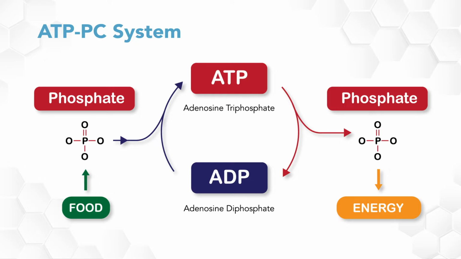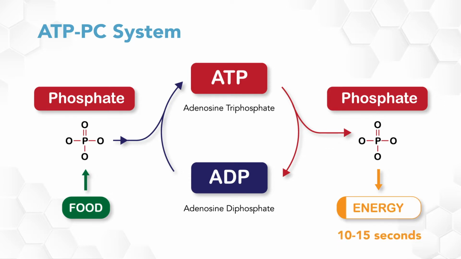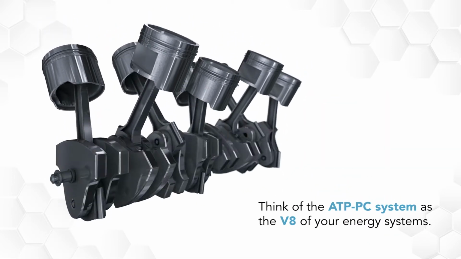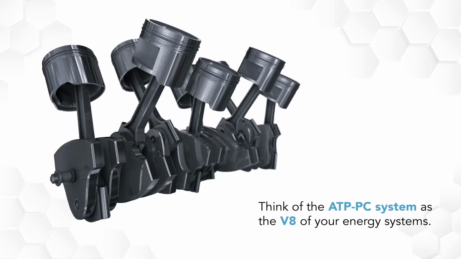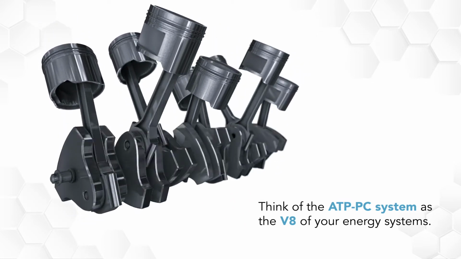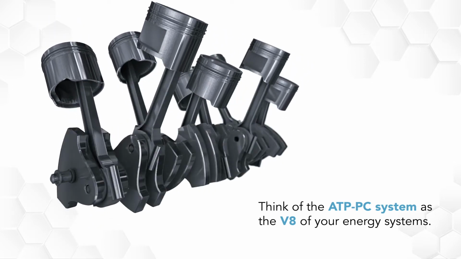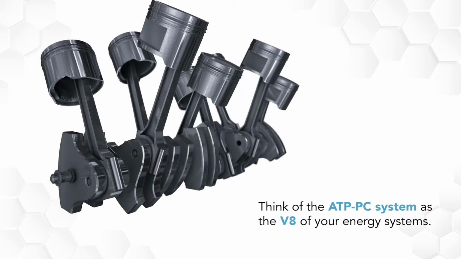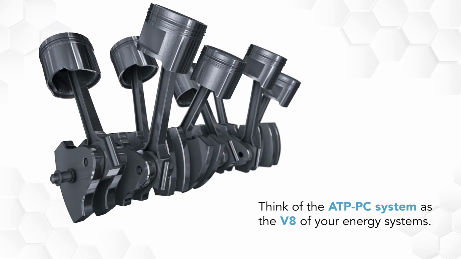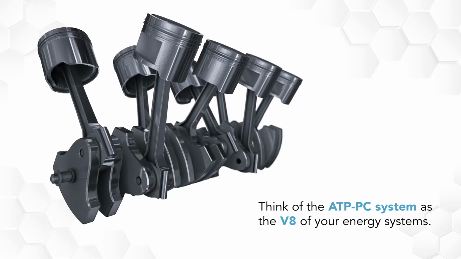If this energy system is fully stocked, it will provide energy for maximal intensity, short-duration exercise for between 10 to 15 seconds before it fatigues. Think of the ATP-PC system as the V8 of your energy systems. It provides you with the most power because it produces ATP more quickly than any other system. And because of this, it fuels all very high-intensity activities. Its main downfall, however, is that it burns out very quickly.